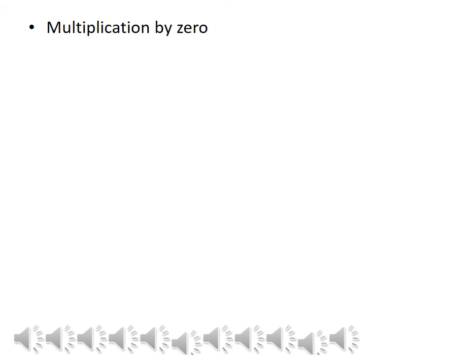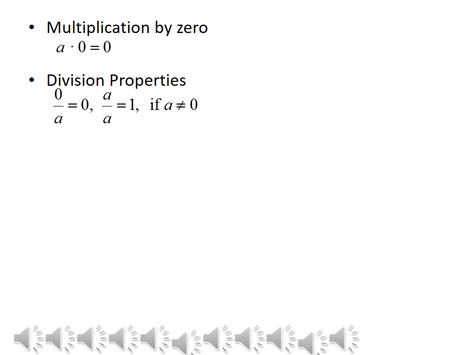We have the property of multiplication by 0, which states that any number multiplied by 0 will give you 0. And we have a couple of division properties. The first says that 0 divided by any number is going to give you 0, and any number divided by itself, so a divided by a, will give you 1, again assuming that a does not equal 0.